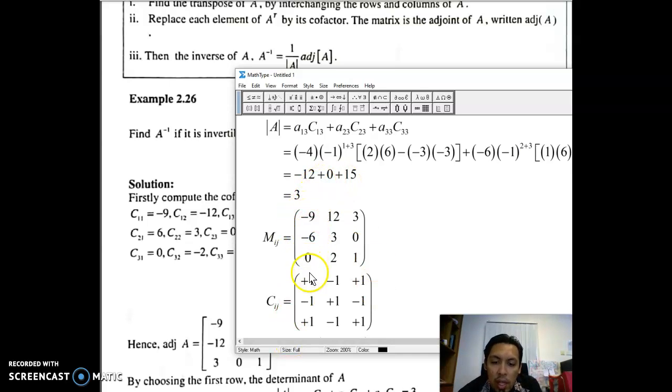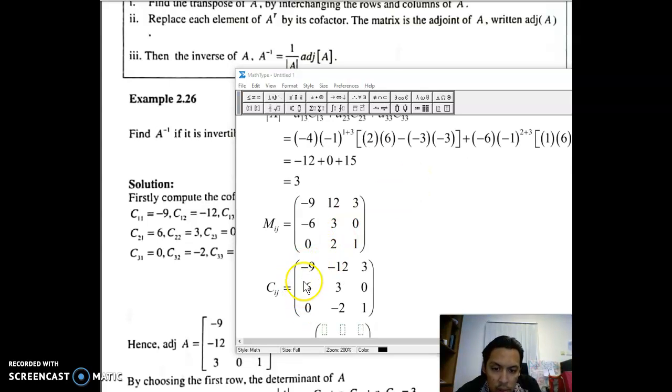So negative 9 times positive 1 will remain negative 9. For this one, it will become negative 12. For this one, it will remain 3. As for this one, negative 6 with negative 1, you get 6. 3 with positive 1 will remain 3. And then let me finish everything. So there you have it, the cofactor, right? Just changing the positive and negative based on negative 1 to the power of i plus j.